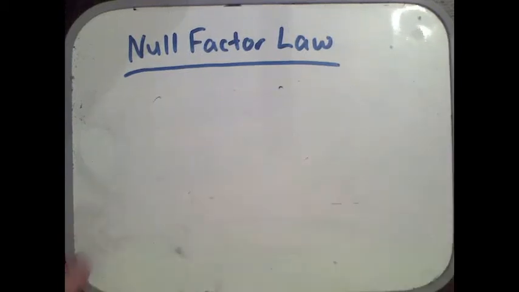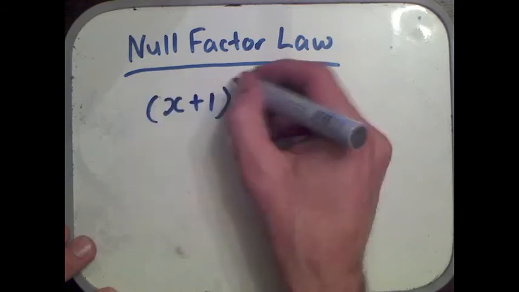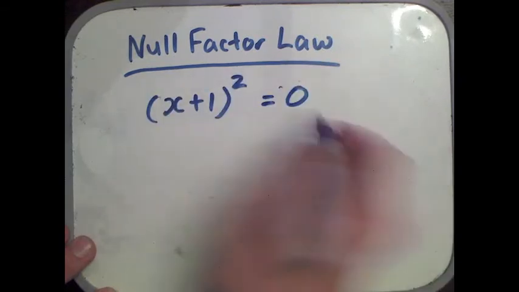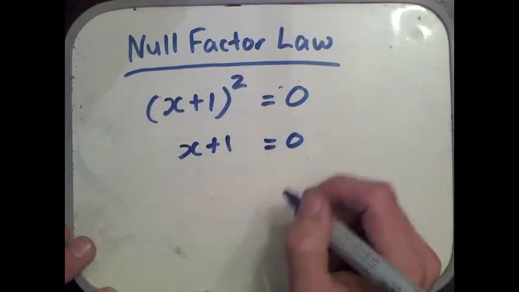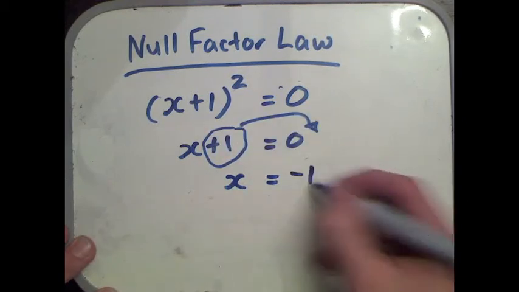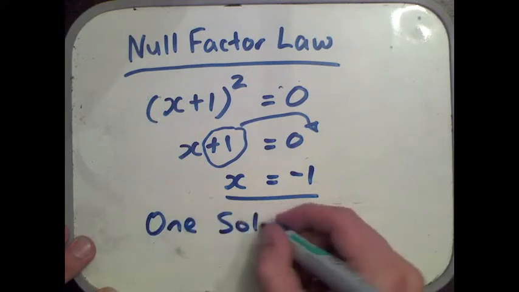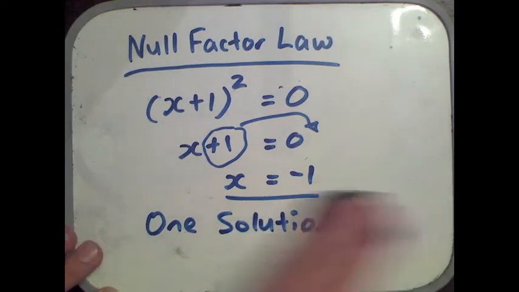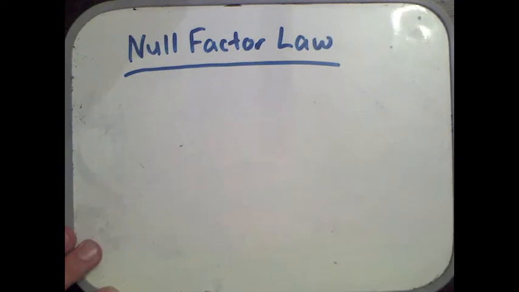Okay, so we're going to have a look at another example. We've got x plus 1 in brackets squared. So if we square root both sides, we're going to get x plus 1 is equal to 0. We solve for x, we get x is equal to negative 1. So this is an example of where we have one solution. So a perfect square produces our one solution here.